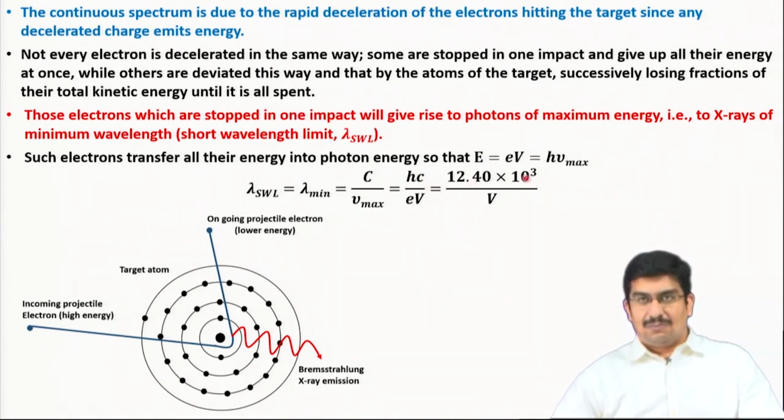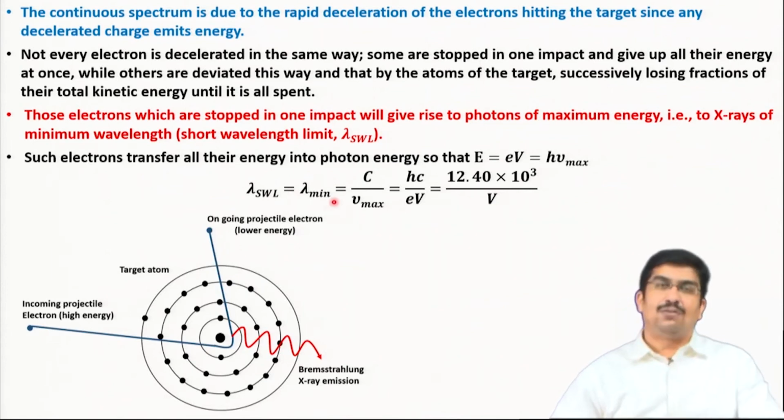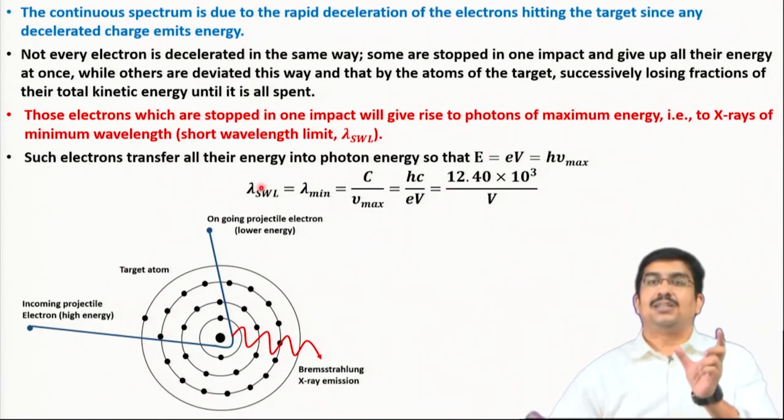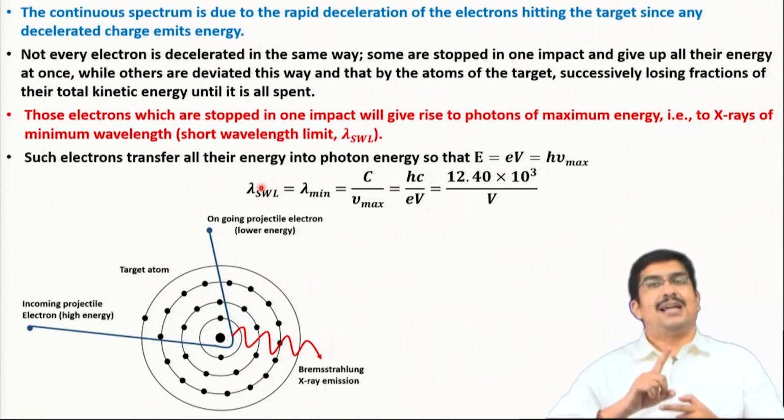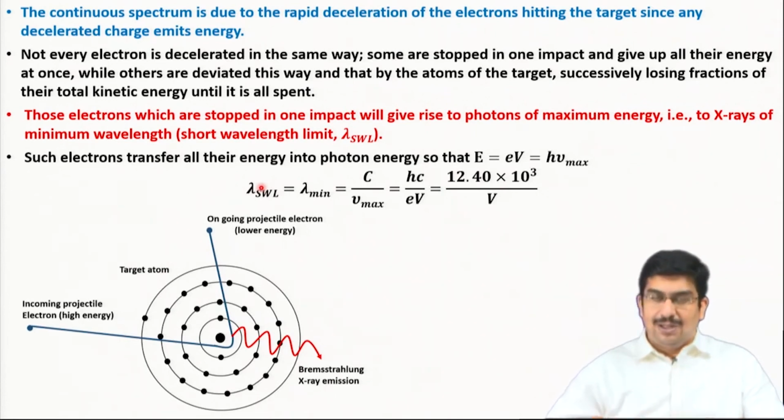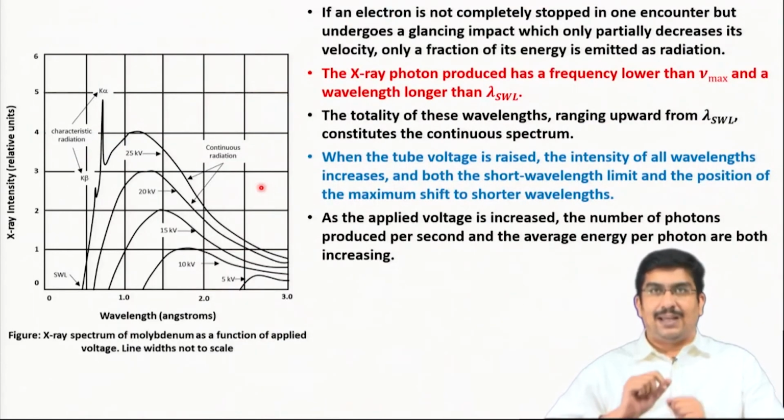When we put all of these values like h, c and e, we get a relationship between the accelerating voltage, or tube voltage, and the short wavelength limit lambda SWL. So, this is a very important relationship to understand the variation, or to understand this curve again.